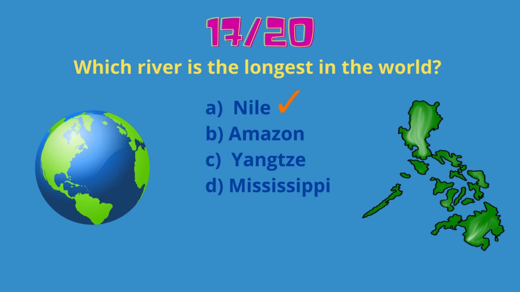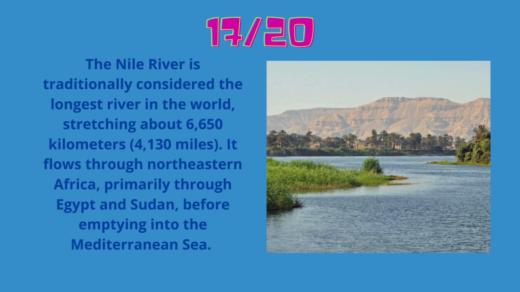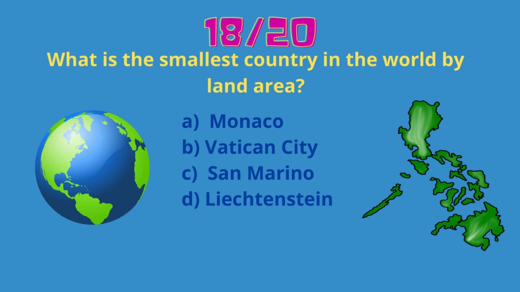Nile. The Nile River is traditionally considered the longest river in the world, stretching about 6,650 kilometers, 4,130 miles. It flows through northeastern Africa, primarily through Egypt and Sudan, before emptying into the Mediterranean Sea. What is the smallest country in the world by land area? Monaco, Vatican City, San Marino, Liechtenstein.